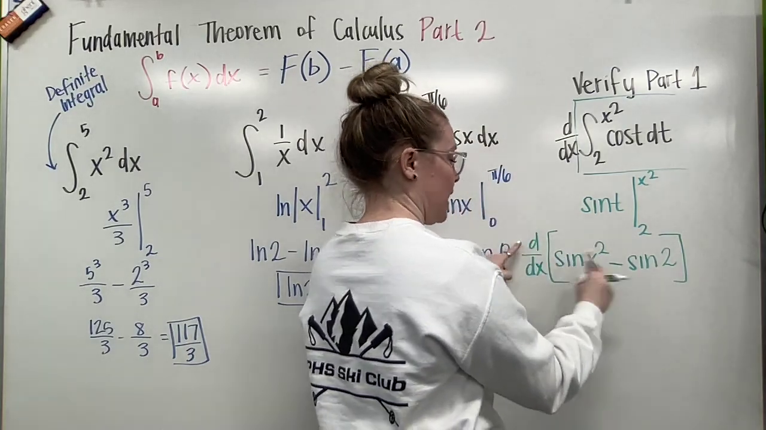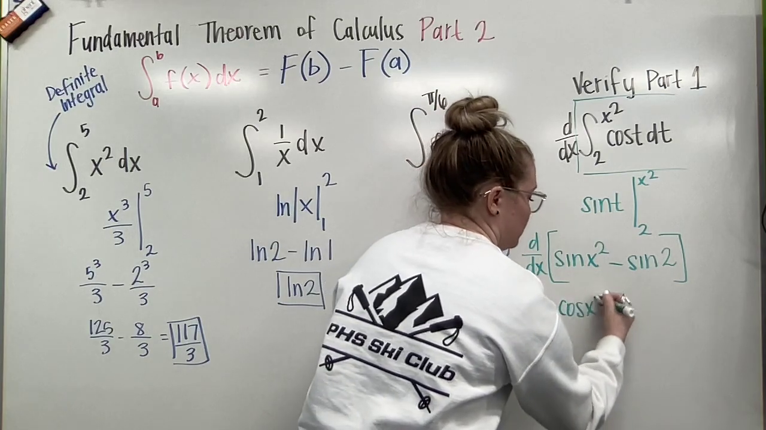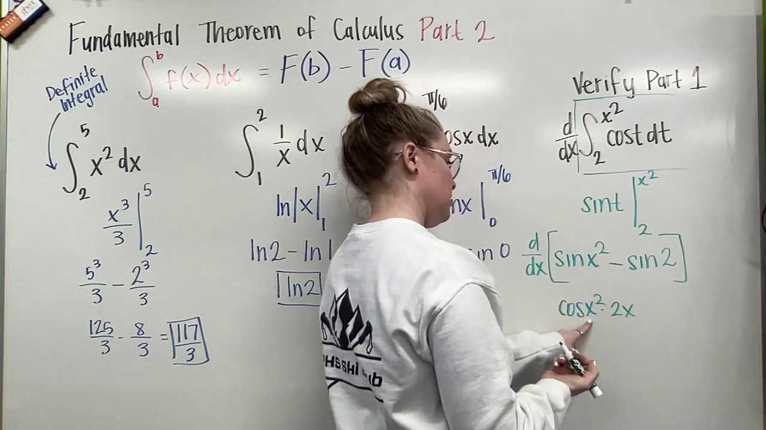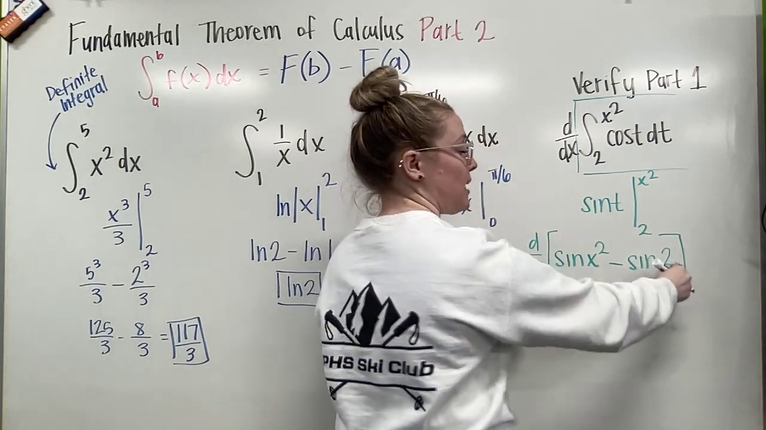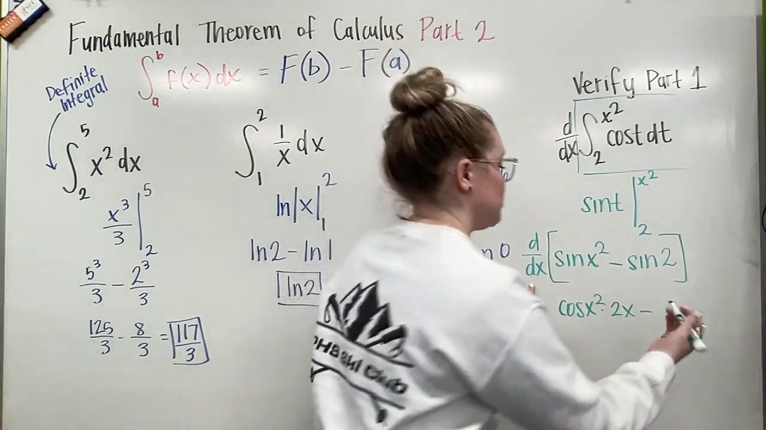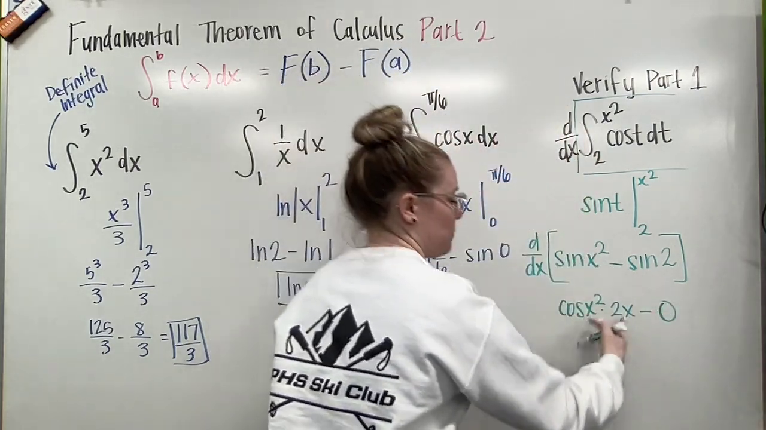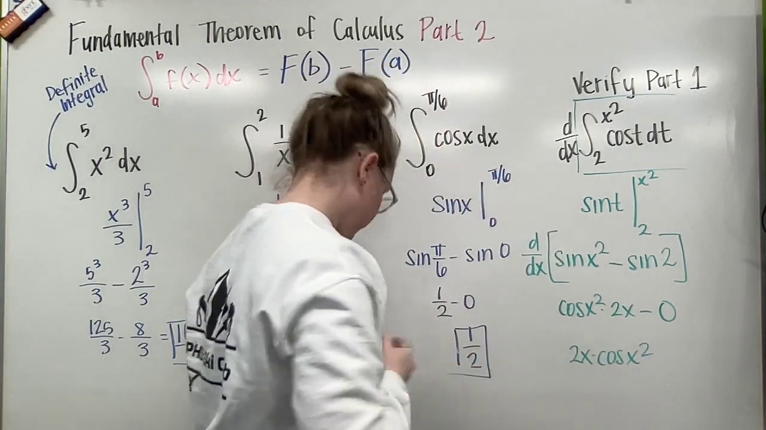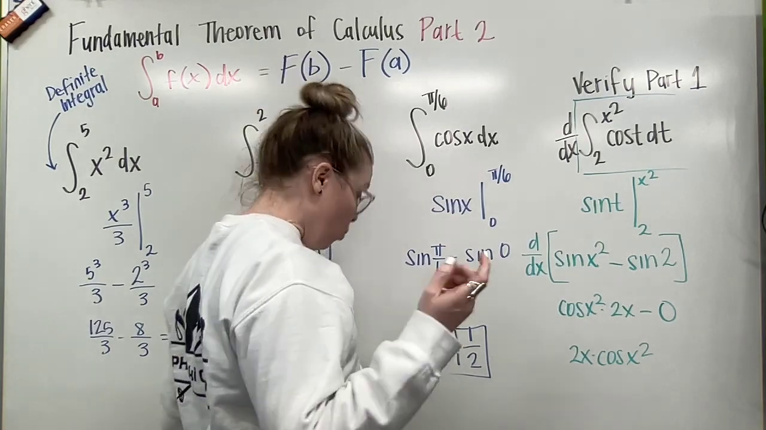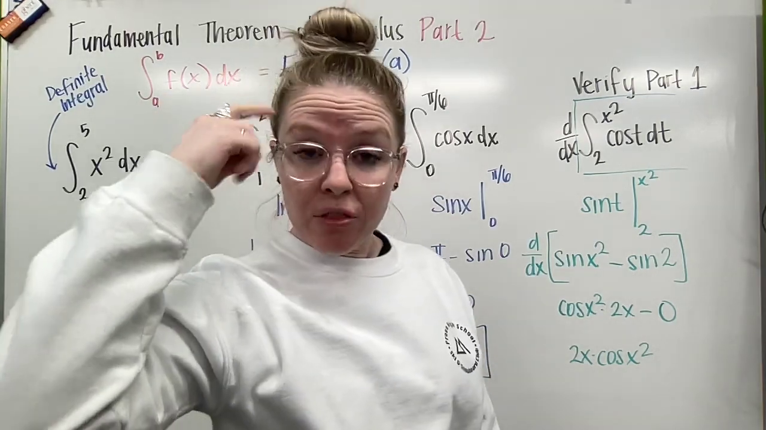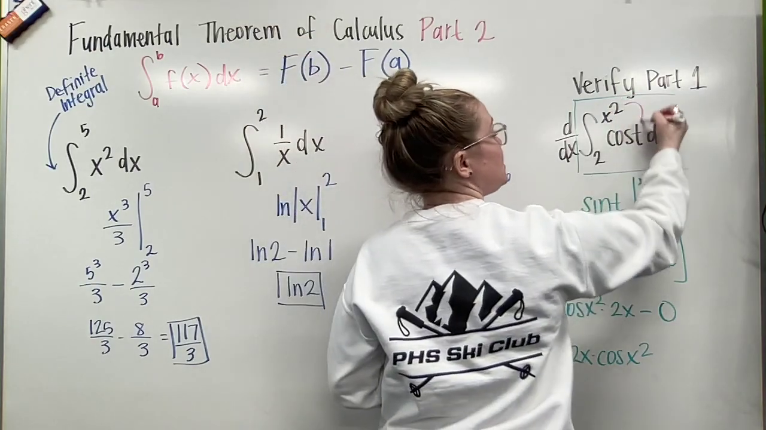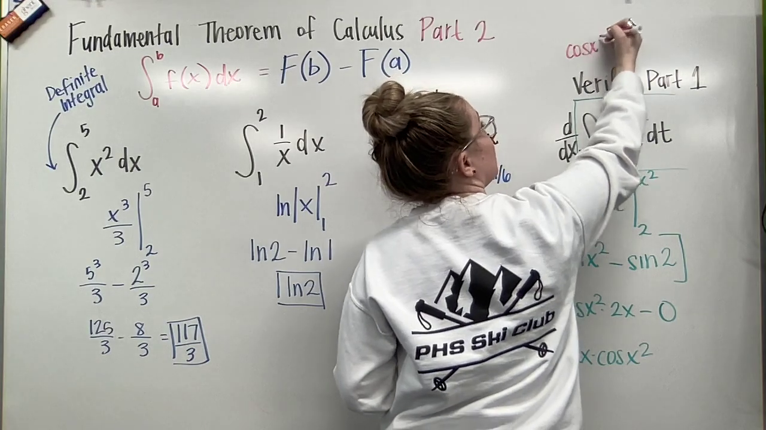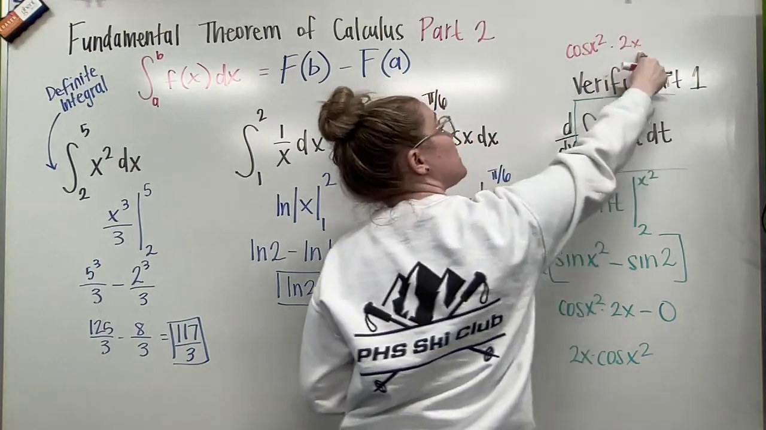Well, the derivative of sine is cosine, and now I have to take the derivative of my x squared, which is 2x, minus the derivative of sine of 2. That's just a number, so that derivative is 0. So I'm left with 2x times the cosine of x squared. But if you remember, part 1 from the fundamental theorem, all I had to do was replace and multiply by the derivative. So that would give me the cosine of x squared times the derivative of x squared, which is 2x.